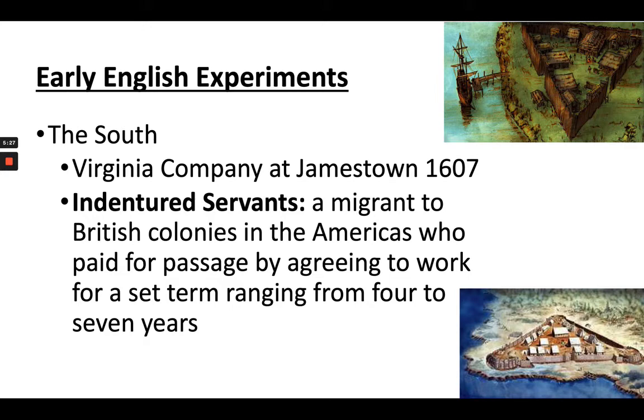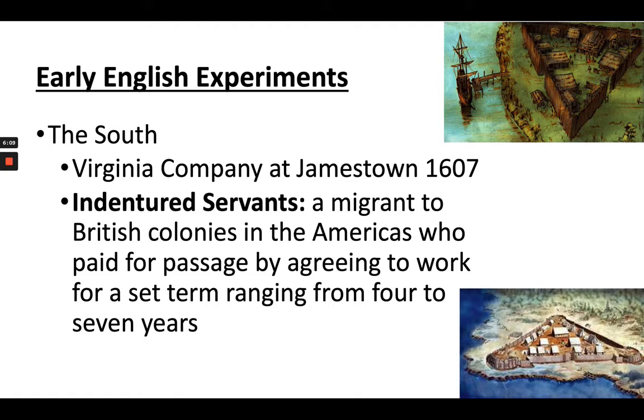So the crown takes over Jamestown. They try again, and this time they stop expecting to have the same experience as the Spanish and start to grow tobacco. So a big part of the North American labor systems will be the indentured servant. An indentured servant is a migrant to the British colonies in America who paid for their passage by agreeing to work for a set term ranging from 4 to 7 years. So they're not slaves, technically. It's like they're slaves for 7 years and then they're free.